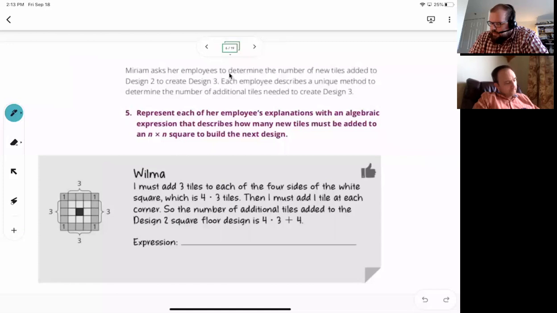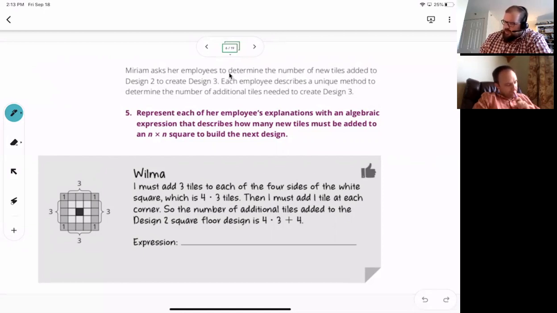So we've got going from design 2 to design 3, and each one uses a unique method. I'm guessing that we're going to have a couple of these different methods to take a look at over the next few slides. So for Wilma's, we have this description, and she's saying it's 4 times 3 plus 4. That's what you did. That is what I did. That looks a lot like what we did.